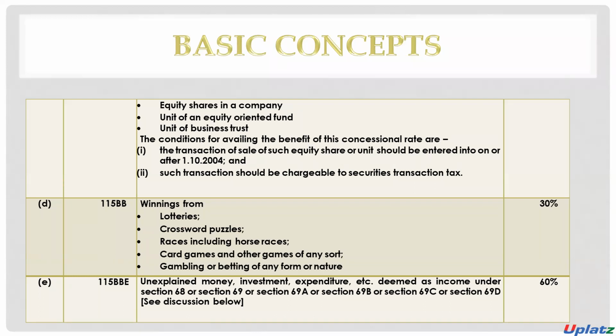In the case of any winning from lottery, winning from crossword puzzles, winning from races, including horse race, card games, and other games of any sort, gambling or betting of any form or nature, such income will be taxable at the rate of 30%. As per section 115BB, if any person earns any winnings from the lottery, crossword puzzles, race, card game, gambling or betting, then such income will be taxable at the rate of 30%.